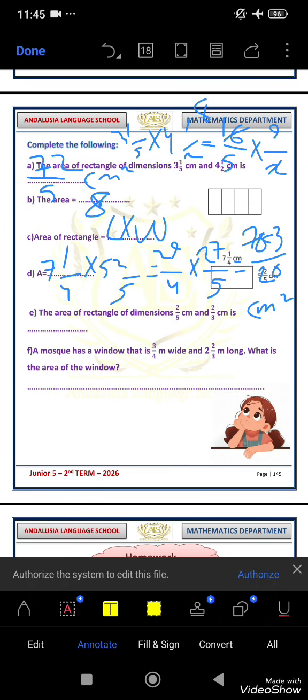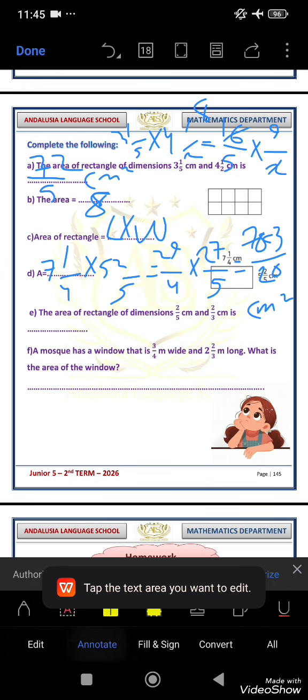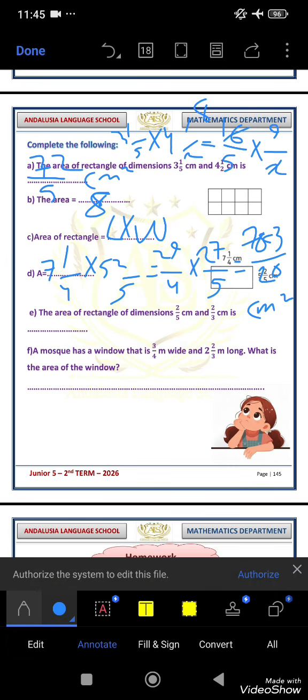The area of a rectangle of dimensions 2 over 5 and 2 over 3. So 2 over 5 times 2 over 3. 2 times 2 is 4. 3 times 5 is 15 centimeter square.